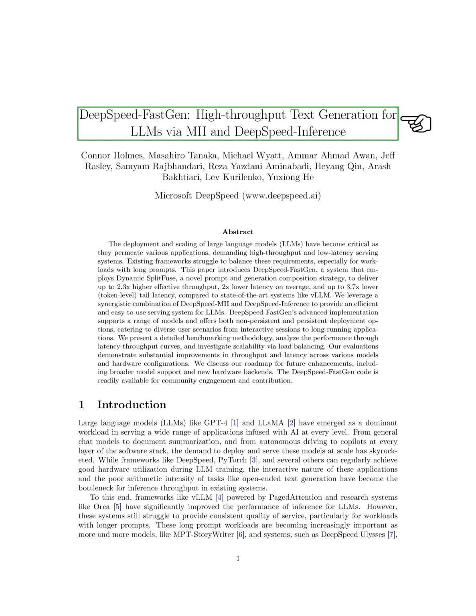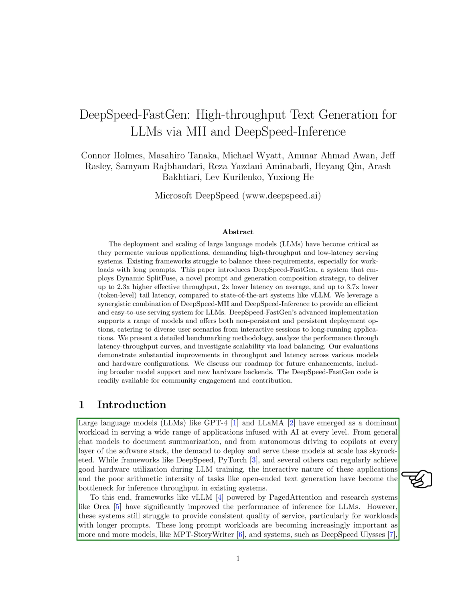Introduction. We're excited to introduce you to the world of large language models, LLMs, like GPT-4 and Llama, which are becoming increasingly popular in a variety of AI applications. These models are used in everything from chatbots to document summarization, and even in autonomous driving and software development. However, as the demand for these models grows, so does the need for efficient ways to deploy and serve them.